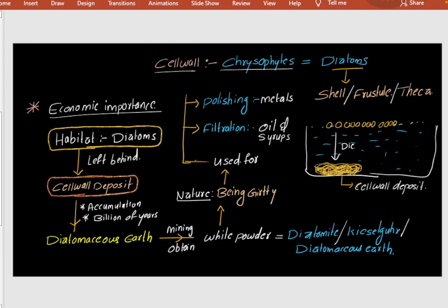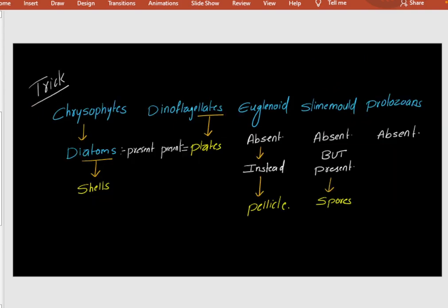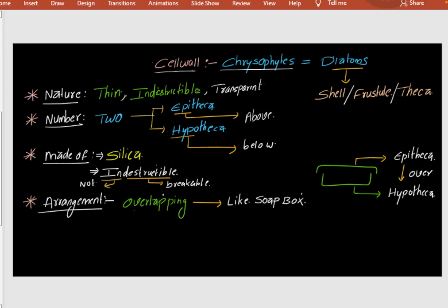So first we will see the cell wall of chrysophytes, diatoms. I told that atoms, atom means cell, shell. Another name we can give is frustule, theca. Okay. Theca and frustule, shell, three names are there for the cell. So nature, if you see, in NCERT it is mentioned: very thin, indestructible, not breakable. It is transparent. Thin, indestructible, transparent.